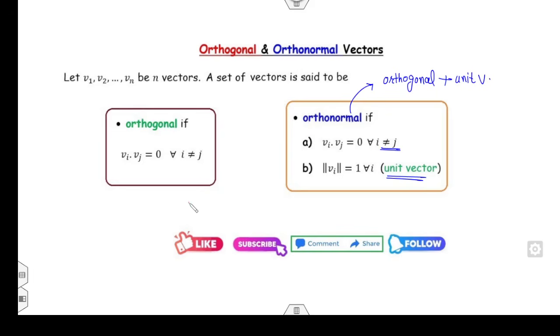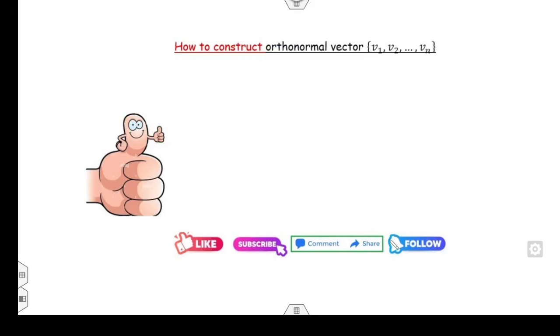In other words, if vectors are orthonormal, this implies they are orthogonal, but the converse may not be true. Every orthonormal vector is orthogonal, but the converse need not be true. But the important question that arises is how we can construct orthonormal vectors.